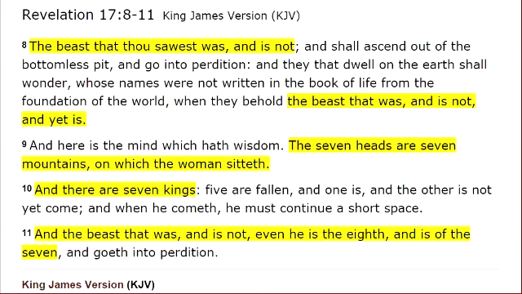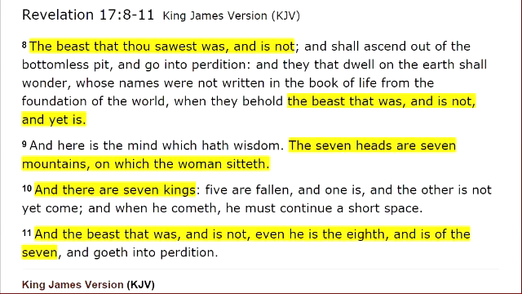It says, the beast that was and is not is the 8th king. And this is explained as a riddle in verse 10. This is so important because if the riddle in verse 10 is not solved correctly, then the timeline cannot be correct. It says there are 7 kings, 5 are fallen, and 1 is, and the other is not yet come, and when he comes, he must continue a short space.